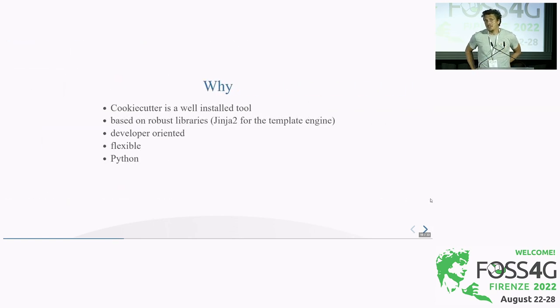Why? Main reason: Cookiecutter is a well installed and well known tool. It's used by a lot of big projects too, like Django or Flask, to make the boilerplate for a web application, for example, or a web API. It's based on robust libraries like Jinja2, a good library for templating files like HTML, etc. It's developer oriented. Definitely, it's a command line. There is no UI. It's only command line. It's really flexible, I will talk a bit about it later. And it's Python, so it's matching the stack needed to develop packages.